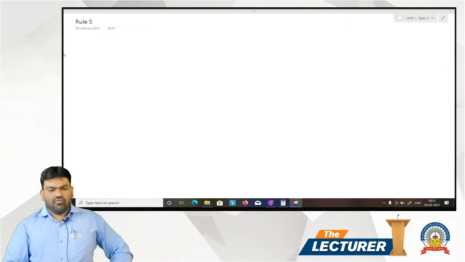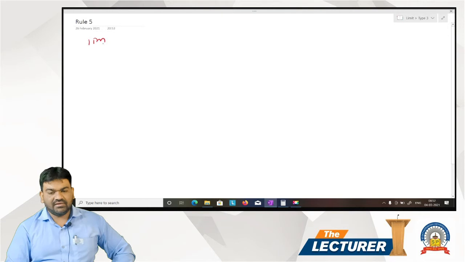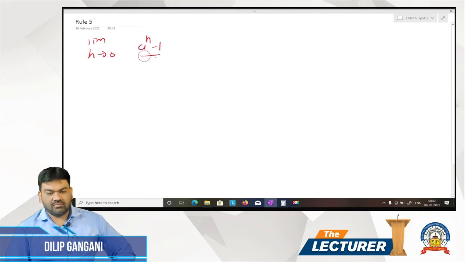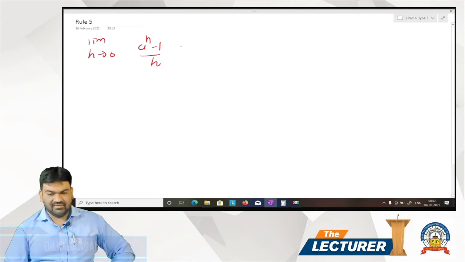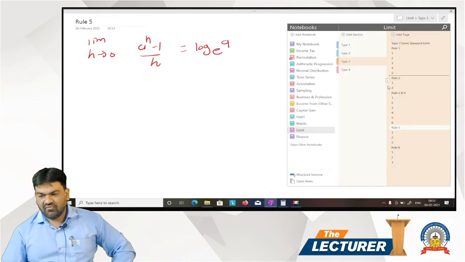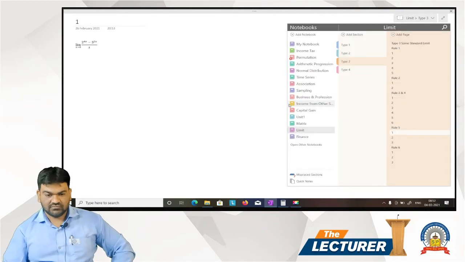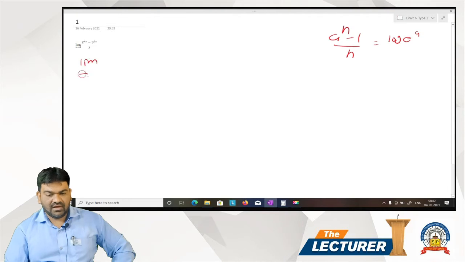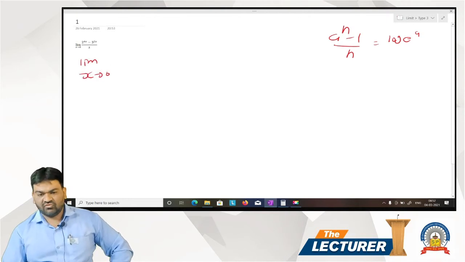Next rule of limit, that is rule number 5. If limit h tends to 0, a raised to h minus 1 upon h is given, then log e a. Let's see first example. Here limit x tends to 0, a raised to h minus 1.